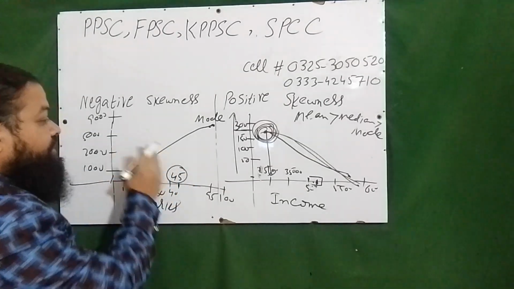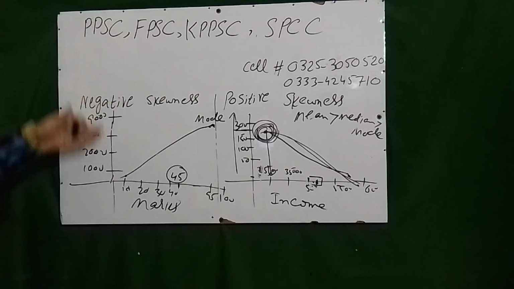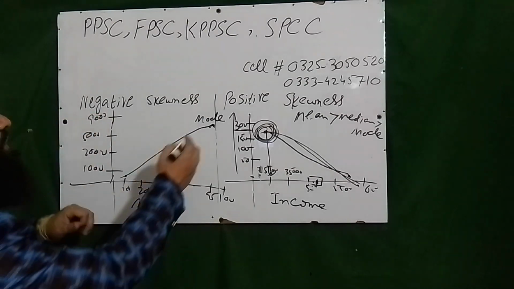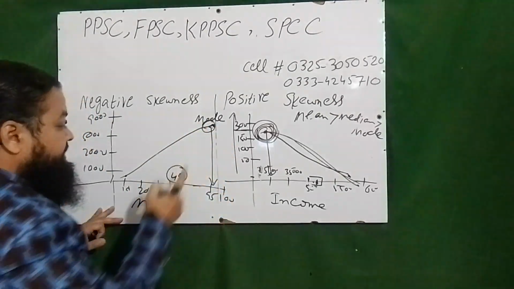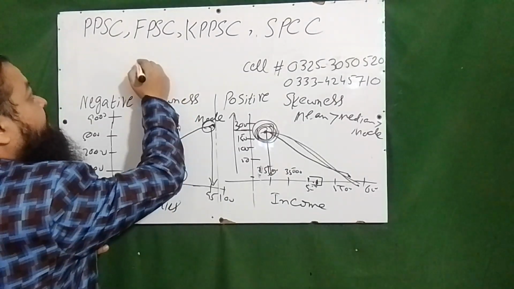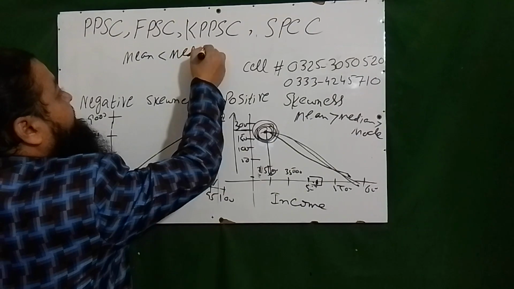In negatively skewed data, most of the values are at the end. These values can be students, workers or employees. Most of the people have got good marks. So the mode is greater than the median, and you can say the mean is less than the median and it is less than the mode.